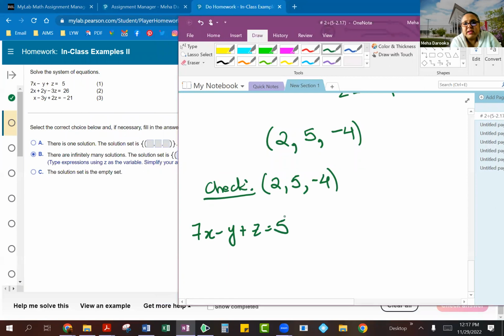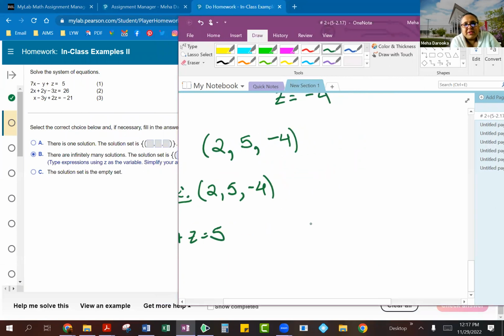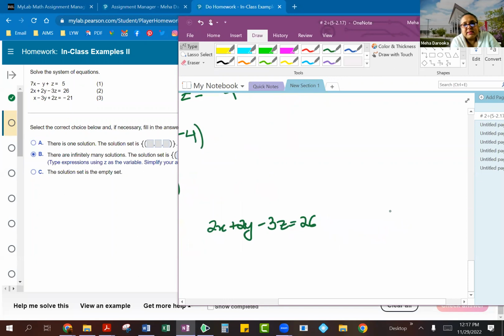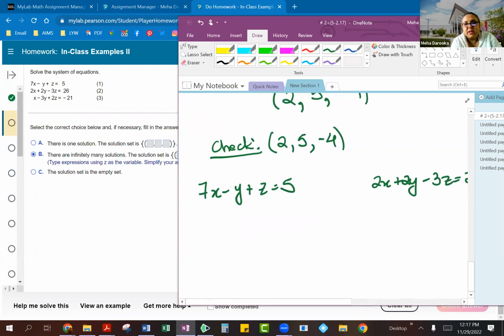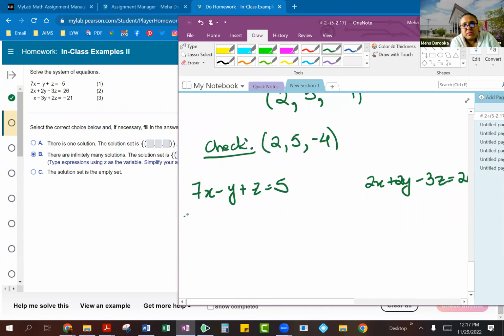So we'll need to check in that one. For the second one, we have 2x plus 2y minus 3z equals 26. And then the last one is x minus 3y plus 2z equals -21. So let's start with the first one.